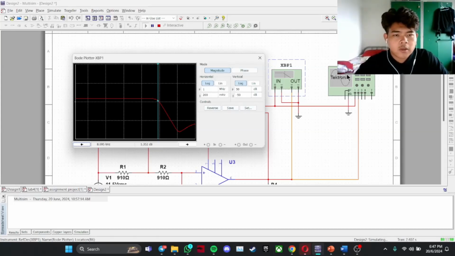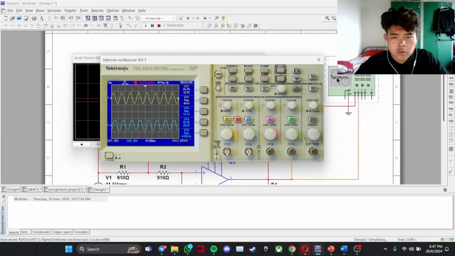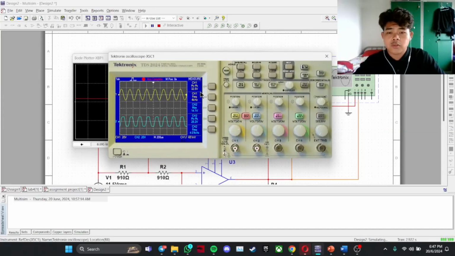Okay, so then we're gonna take a look at the oscilloscope to view the values of channel 1 and channel 2. As you can see, the channel 1 peak to peak is equal to 32.5 volts. The channel 1 frequency is obviously 4 kilohertz, and the channel 2 frequency is 4 kilohertz, and the channel 2 peak to peak is 28.2 volts.